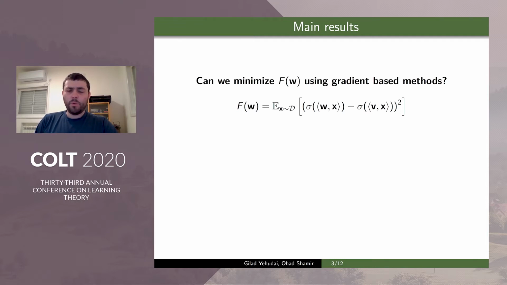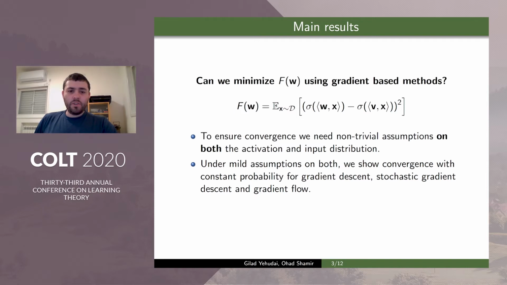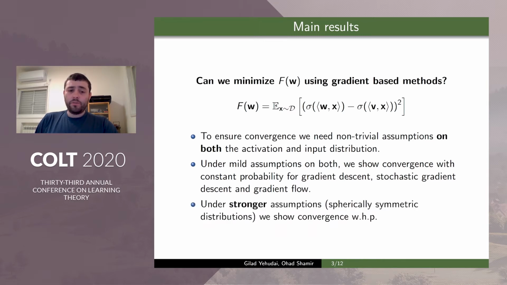And by gradient-based methods, we mean gradient descent or stochastic gradient descent or its continuous variant, gradient flow. The main results we show in this paper are that first, in order to ensure convergence, we actually need non-trivial assumptions on both the activation function and the input distribution. Non-trivial assumptions on just one of them is not enough. We show that under some mild assumptions on both of them, we can show convergence, at least with constant probability, for all the gradient-based methods I mentioned before. And if we allow ourselves stronger assumptions, namely that the distribution is spherically symmetric, we can show convergence with high probability.